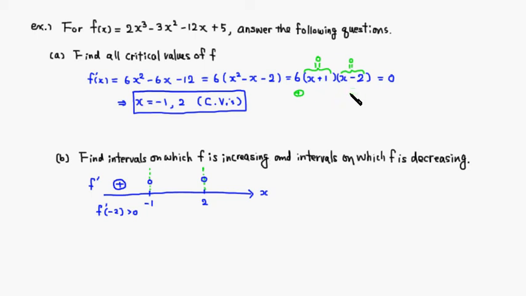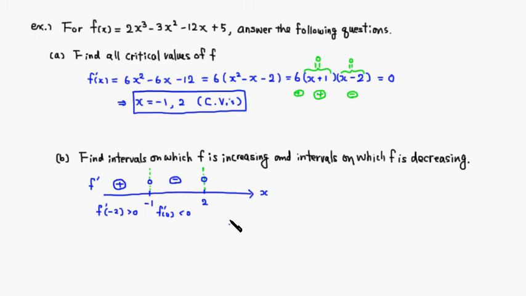Between negative 1 and 2, I like 0, so I'll try 0. f prime of 0: 0 plus 1 is a positive quantity, and 0 minus 2 is negative. When you multiply positive times negative, the result is going to be negative. That means that for the entire interval from negative 1 to 2, f prime is negative.